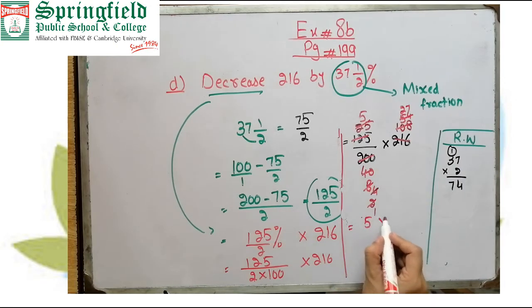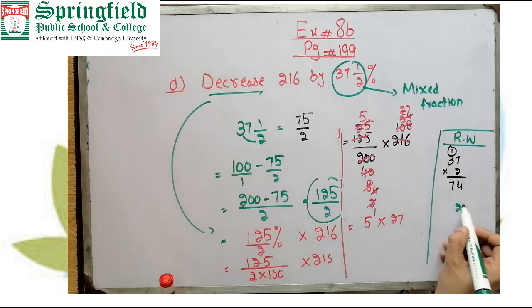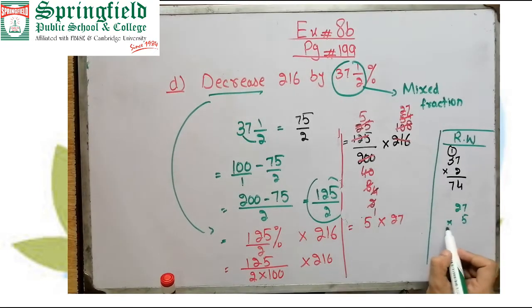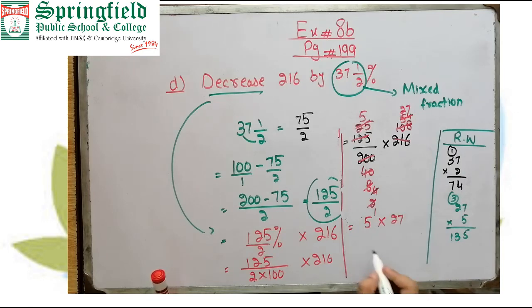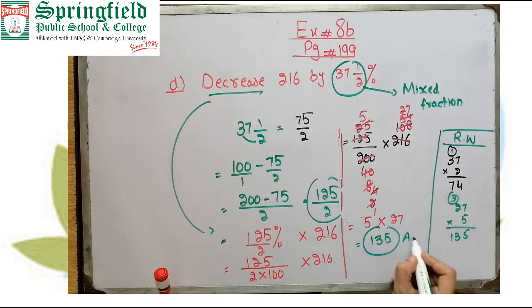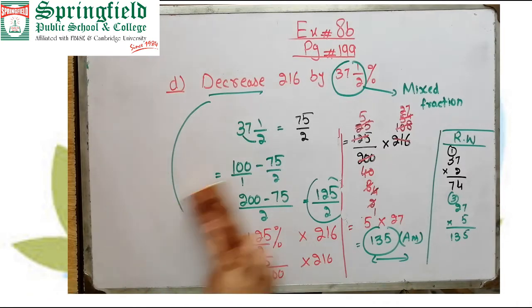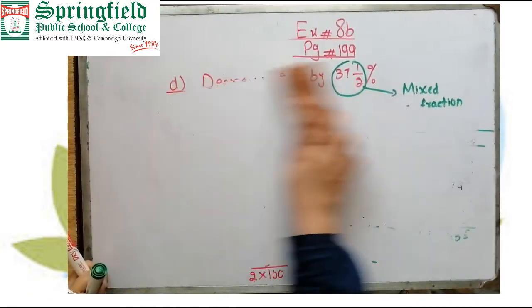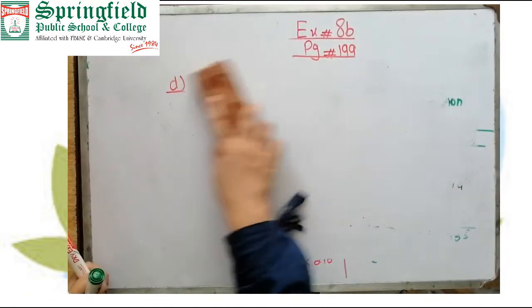So 5 multiply 27. What will be the answer? 27 multiply with 5. 5 7s are 35. 5 2s are 10 and 3, 13. So it becomes 135, your final answer. Understood, beta? Okay. Do the practice of all these parts in your notebook, step by step.